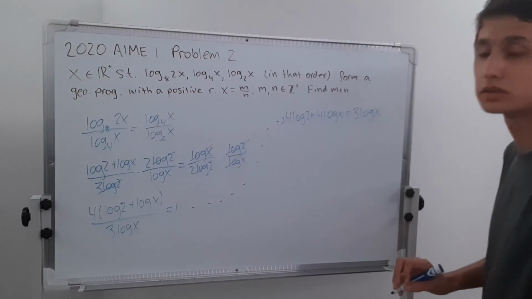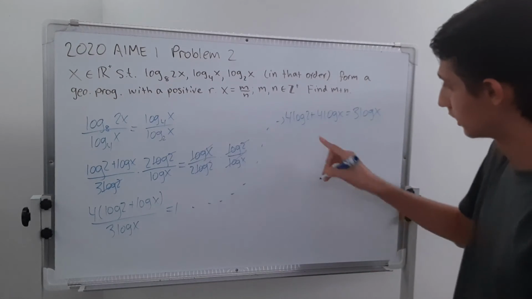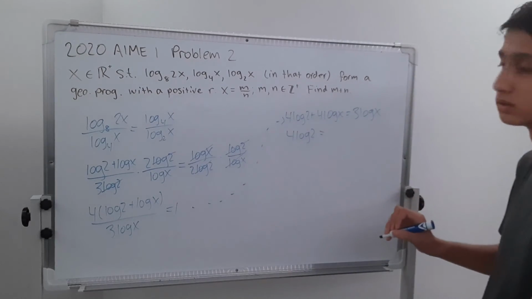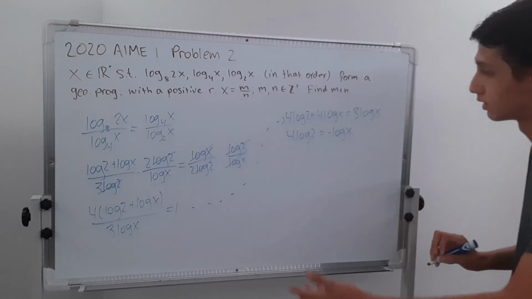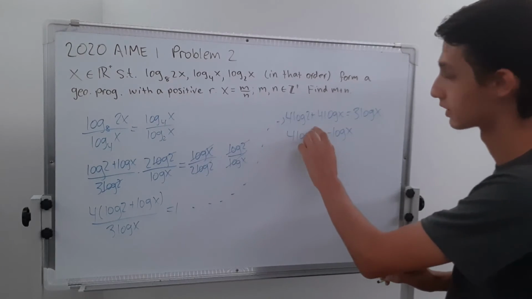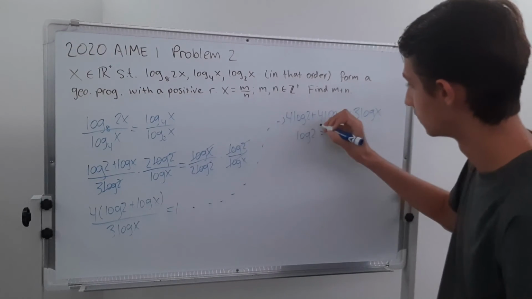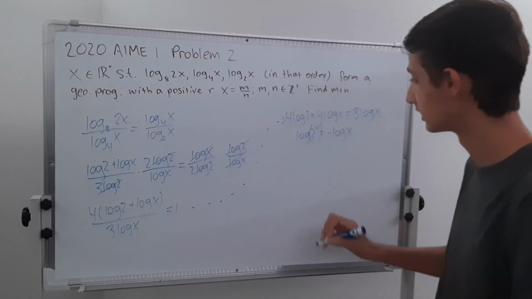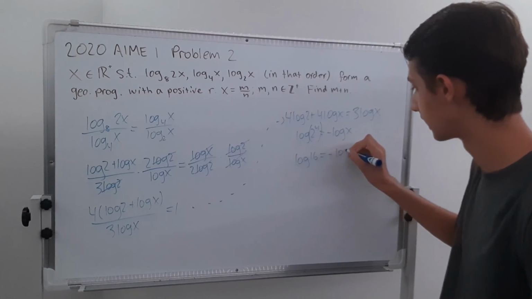Now I'm going to subtract so that we have like terms on the same side. We get 4 log 2 is equal to negative log x. This 4 log 2 we can actually move back into the exponent, the reverse of what I showed you: log of 2 to the 4. 2 to the 4 is 16, so log 16 is equal to negative log x.